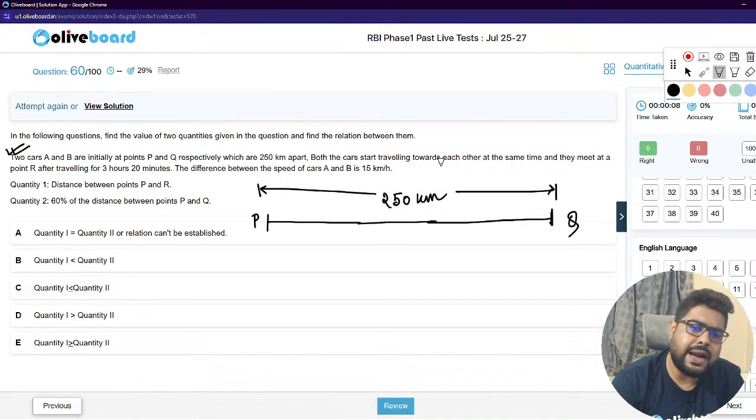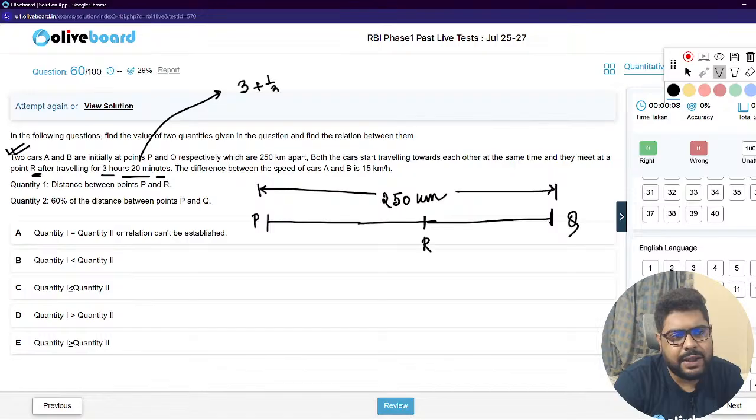Okay. They started traveling towards each other and meet at point R. After traveling for 3 hours 20 minutes, which means 10/3 hours.